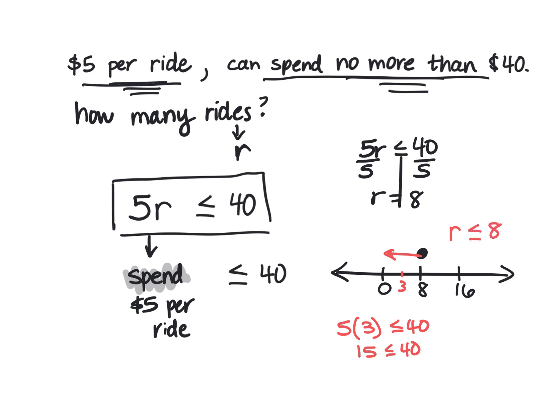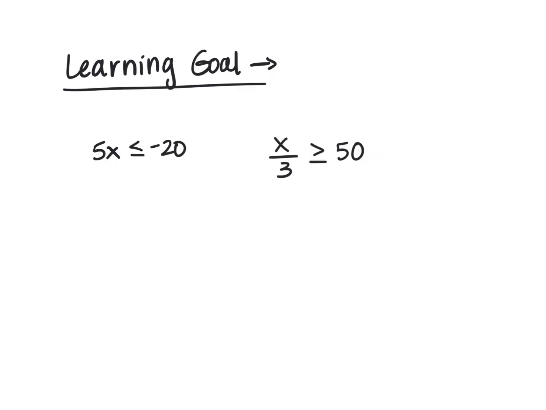Now, if I tested a number over 8, I probably wouldn't be able to go on that many rides. Let's test 16. So if I did 5 times 16, is that less than 40? Well, 5 times 16 is actually 80. 80 is not less than 40, so that's a no. So I could not go on 16 rides. So the most I can go on is 8 or less.